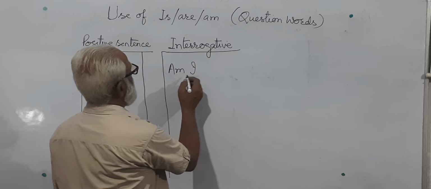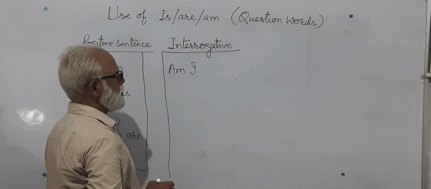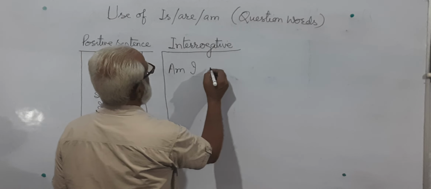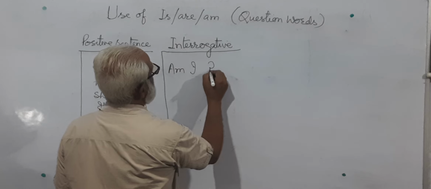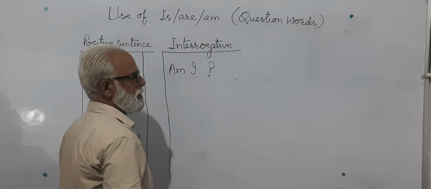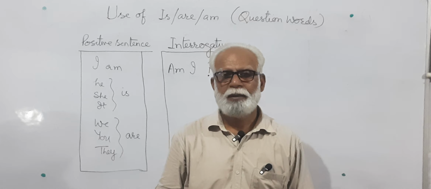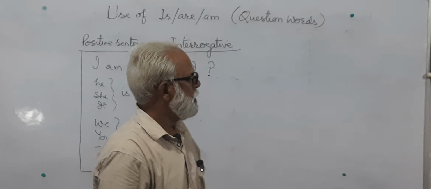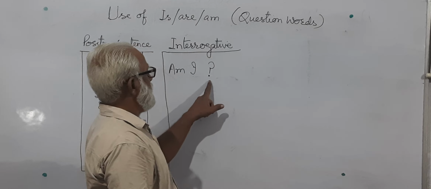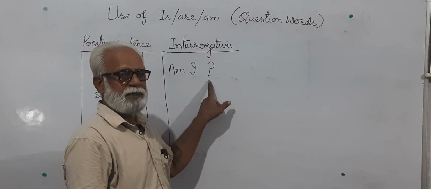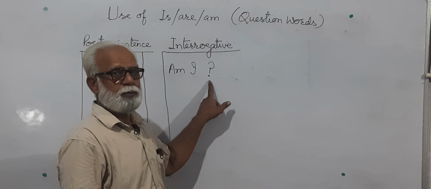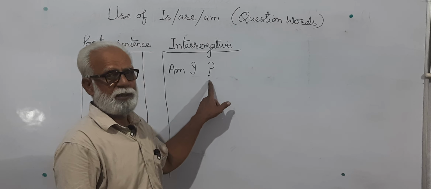So whenever we write a question or interrogative sentence, we end this sentence with a question mark. This is a very important part. We put a question mark at the end of the sentence to show that this is a question. Am I?